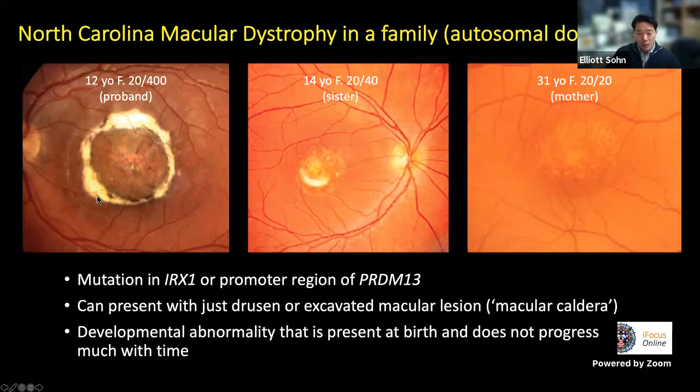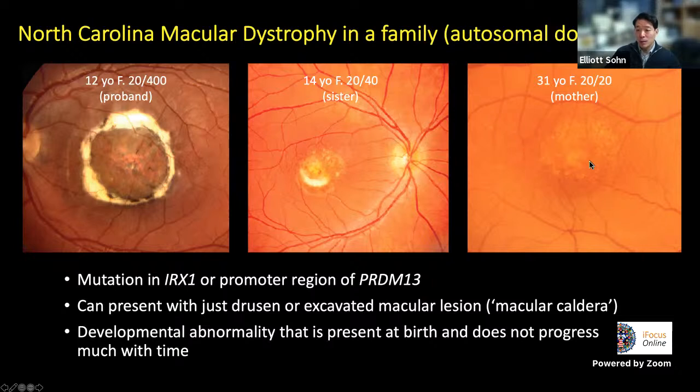She's got this halo of decreased RPE, so RPE atrophy, and a little bit of increased RPE pigmentation as well in some areas. But look at her sister, 2 years older. Certainly doesn't look like that. Here's that phenotypic variability I talked about within families. She's got 20/40 vision, what might even be some exudate and/or vitelliform type of material, some drusen here. Let's look at the mom.